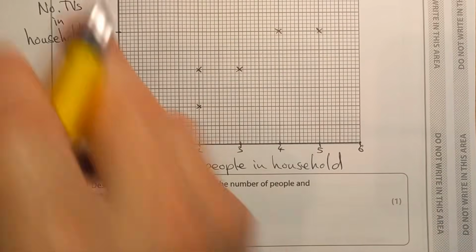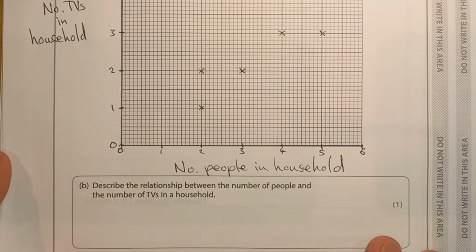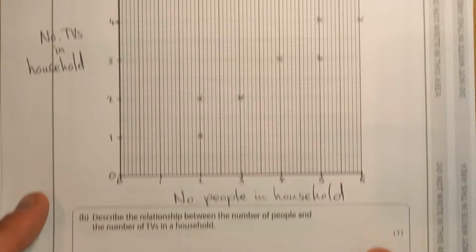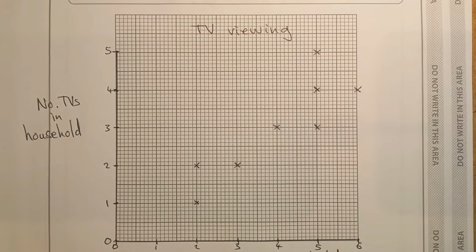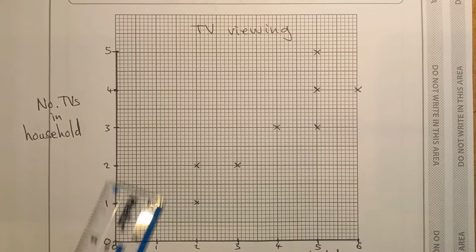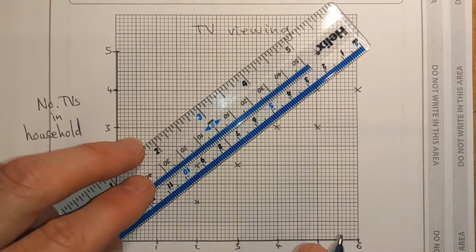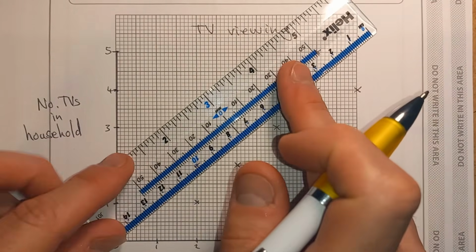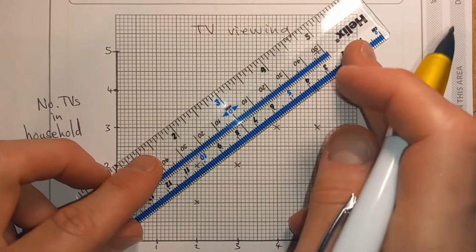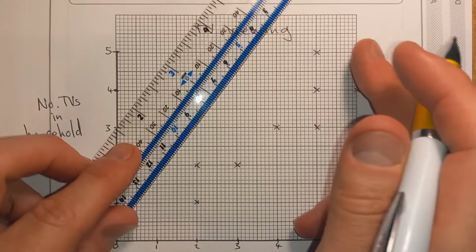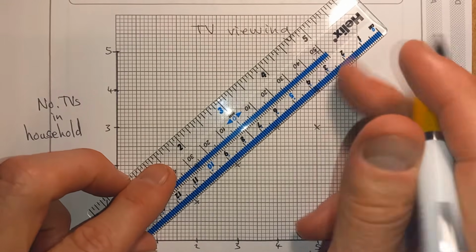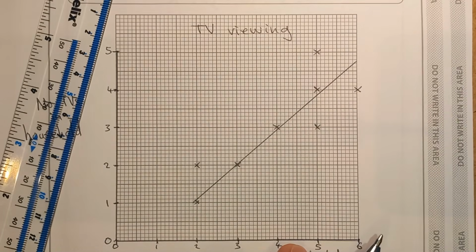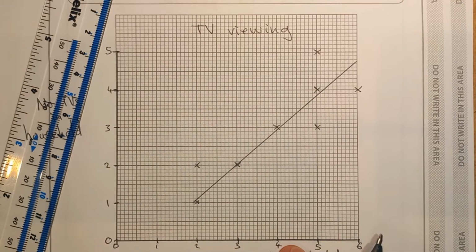Now we've got part B here, which asks us to describe the relationship between the number of people and the number of TVs in a household. Now it's quite hard to see just looking at the values. So what's always good with a scatter diagram is to draw a line of best fit. So we want a line that follows the overall pattern, so going up like this, and we want the line to be roughly between the points. So you've got about the same number of points above the line as below the line. So something like that. Yeah, I think that looks reasonable.